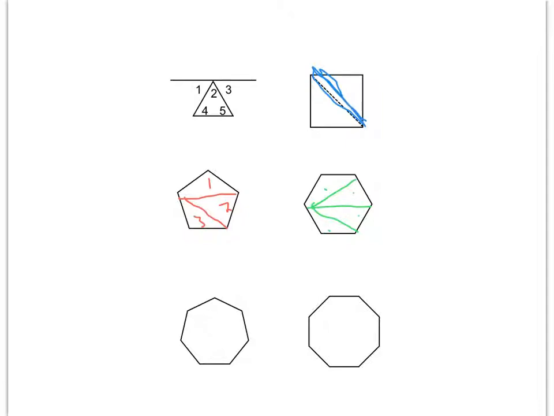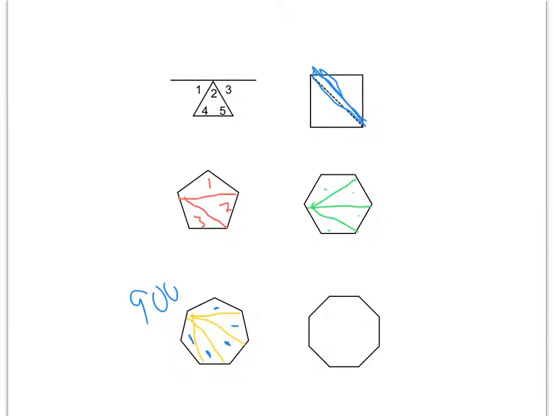Okay, so in a heptagon, 7 sides, I can draw diagonals. There's 1, 2, 3. I've drawn 4 diagonals, which leaves me 5 triangles. The 5 triangles are right here: 1, 2, 3, 4, and 5 triangles. 5 times 180 is 900. So there are 900 degrees in a heptagon, a 7-sided figure.